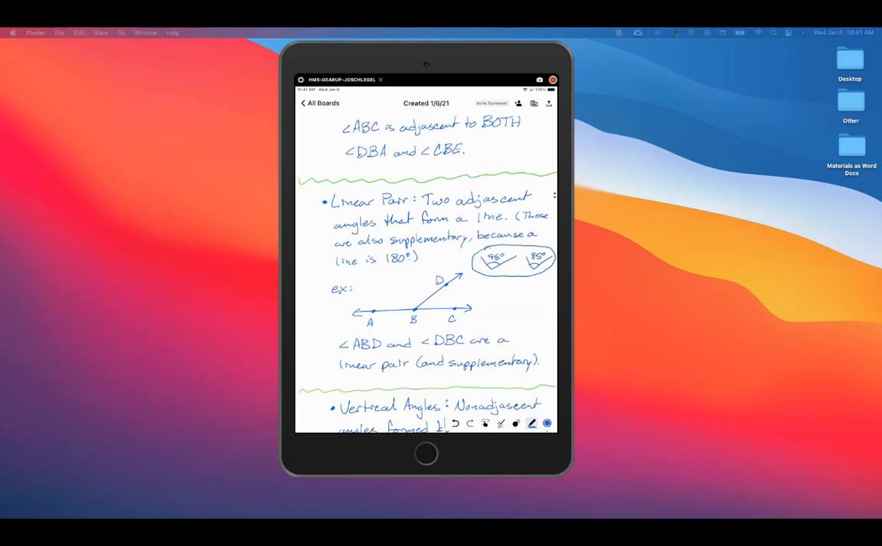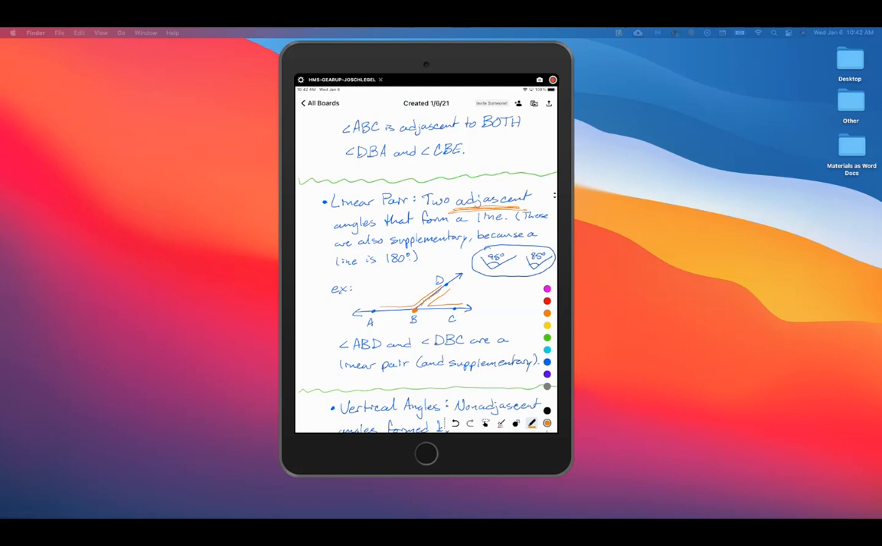So for a pair of angles to be a linear pair, one of the key things is that they have to be adjacent. And so we can see that angle ABD and angle DBC are in fact adjacent because they share the common vertex B and they share the common side BD. So these are a linear pair because they are adjacent, and they are also supplementary because they form a 180-degree angle, which is a straight line.